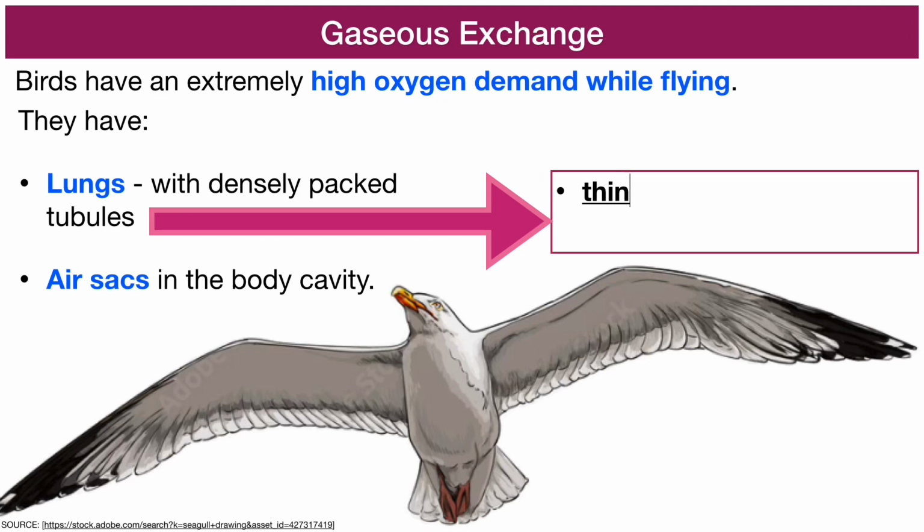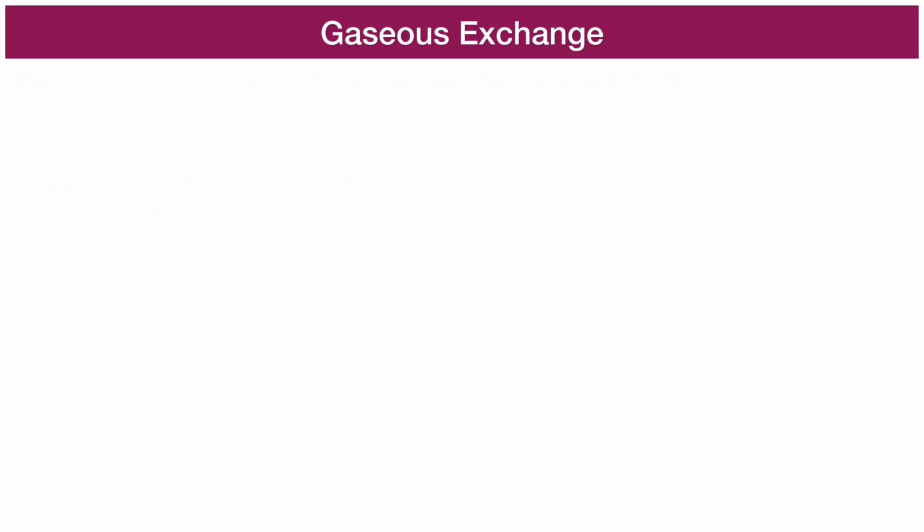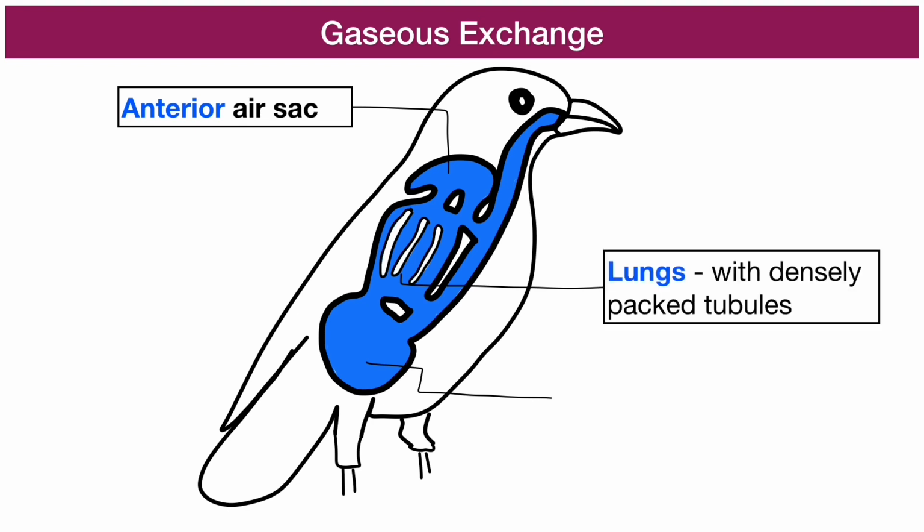But important to note that to increase surface area, these tubules are very, very thin, and they also have a lot of capillaries, your tiny little blood vessels, to enable lots of gaseous exchange to happen. So here, if you look at the diagram of the bird, we can label our two air sacs, our anterior air sac and our posterior air sac. Remember that anterior means towards the head and posterior means towards the end of the animal.